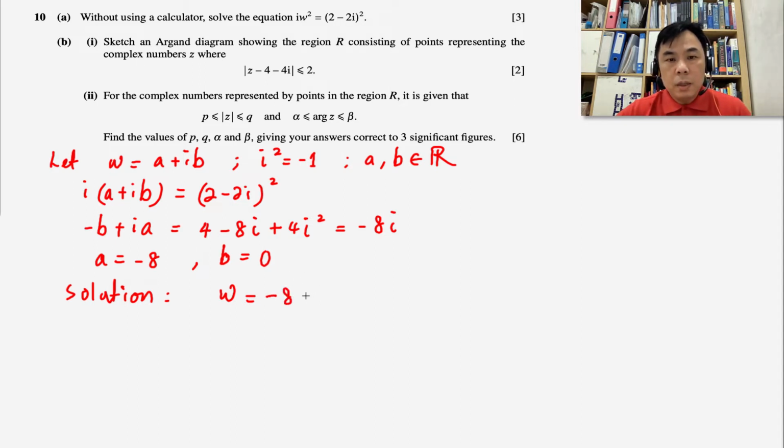Negative 8 only. So that is a b there. Right? So that is the complex number solutions to this particular equation. I hope that is clear. I'm going to move on to the second one shortly.